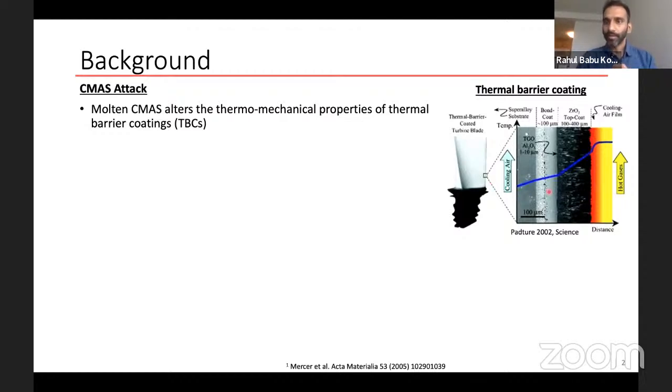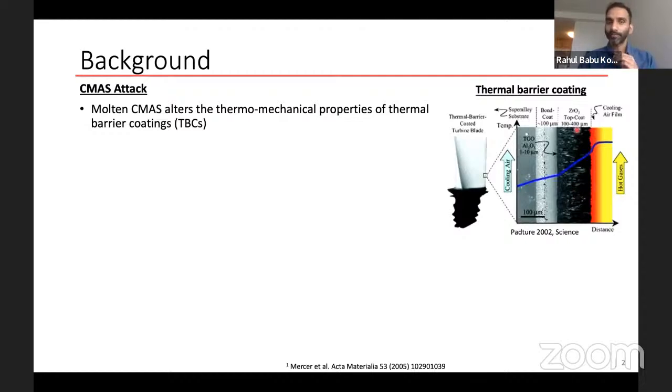So here you can see at one end, we have the hot gas, that's the exhaust of the combustor. And at the very extreme, at the other end, we have the cooling air from the bleeds of the inlet, which passes through and is used to cool these surfaces. And in between these two gases, we have the thermal barrier coating.